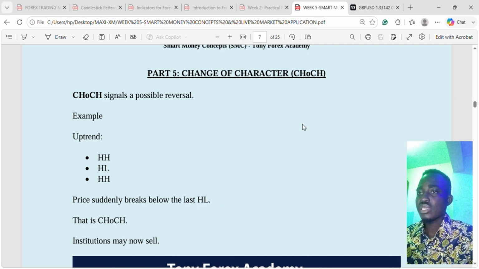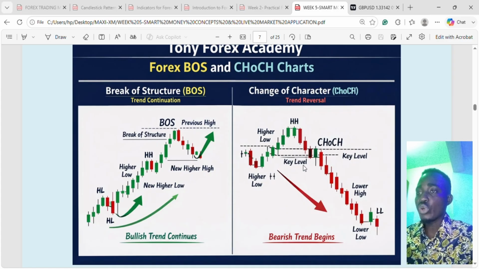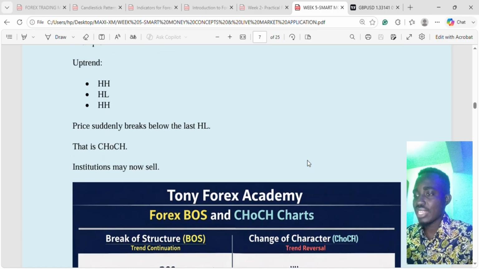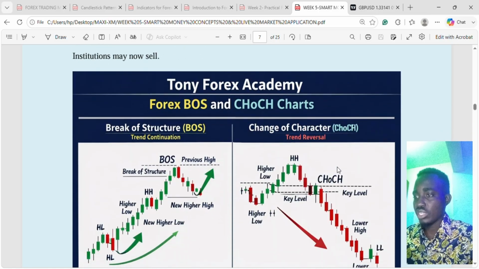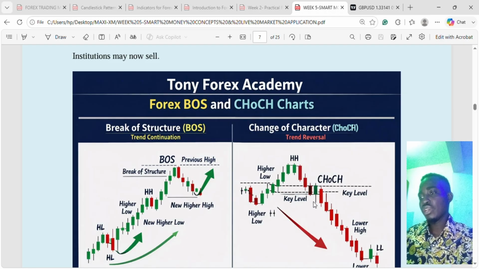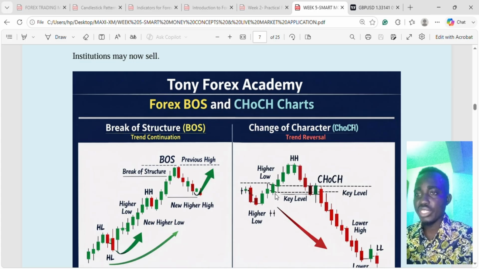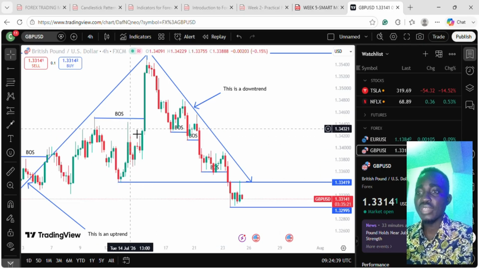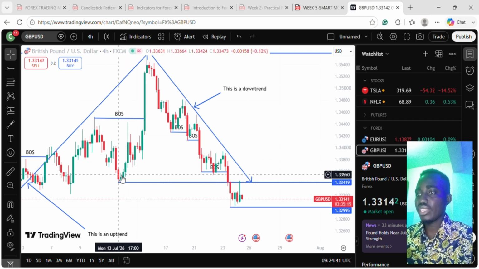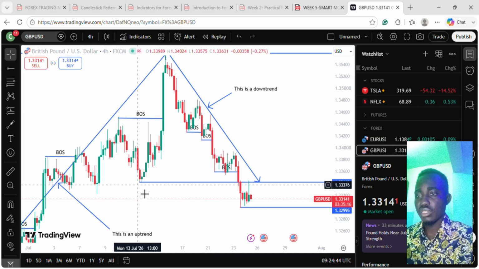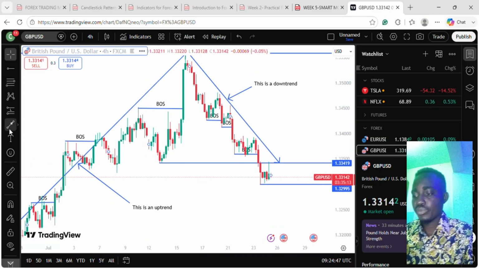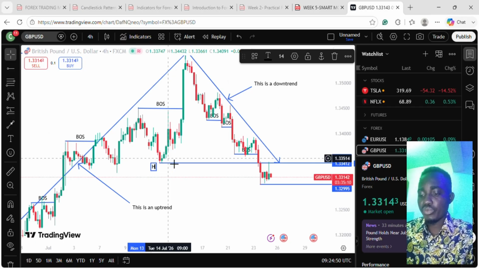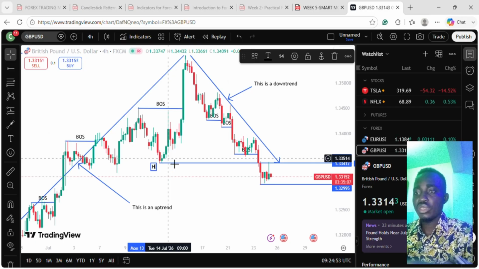Okay, and then price suddenly breaks below the last high low. How do we see that? Let's come here. Price breaks what? Price breaks below the last high low. What is the last high low? The last high low is this one. Then price breaks it. But you have to confirm with the last high low on the uptrend. For example, here, this was our uptrend, and then this was our last high low. When we come back here, let me write it here. This was our last high low.